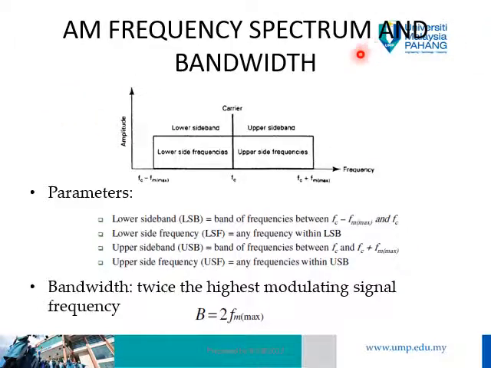AM frequency spectrum and bandwidth parameter. So this is the frequency spectrum. Lower sideband here, lower side frequency, any frequency between this range. Upper sideband, band of frequency above FC, any frequency here. Upper side frequency, any frequency in the upper sideband. So bandwidth is twice the highest modulating signal frequency. So bandwidth is twice or double the FM.